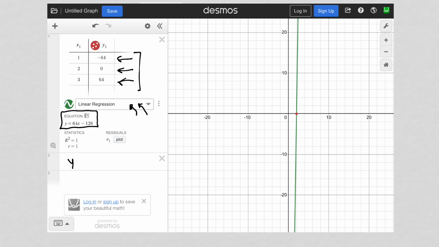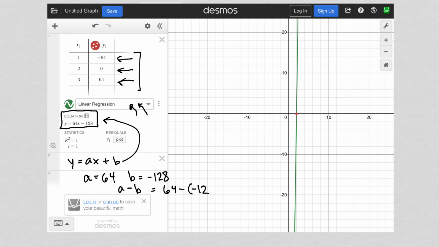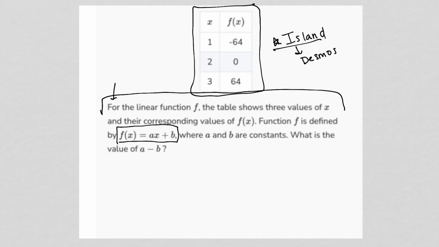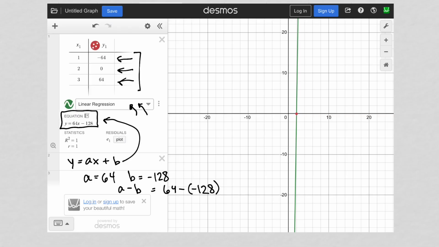So again, the question says it's in y equals ax plus b form, which means if this is our answer here, a is equal to 64 and b is equal to negative 128. And because the question wants the answer to a minus b, we'd have that equal to 64 minus negative 128. And we can see on the other side here, or we don't see because I cut off the multiple choice answers, but we can determine the answer here.